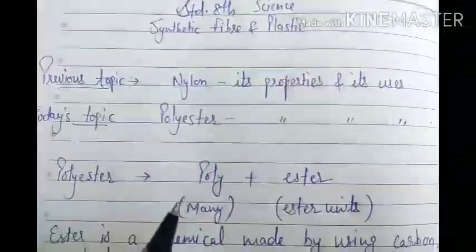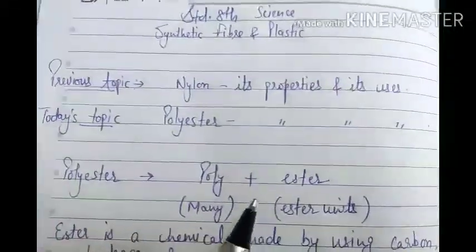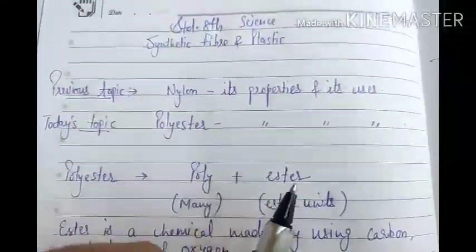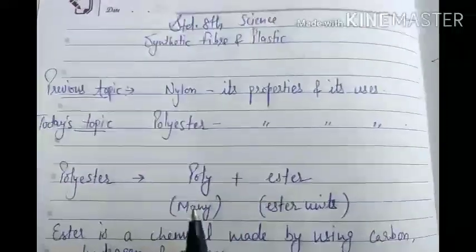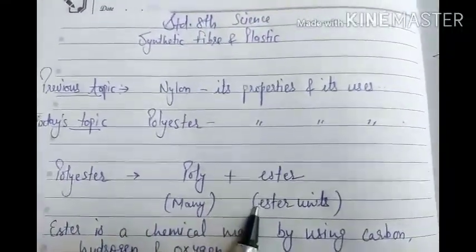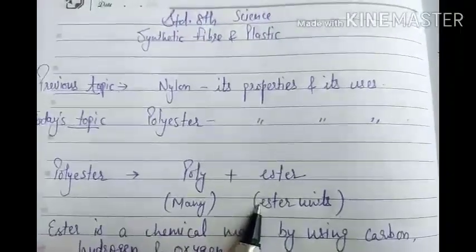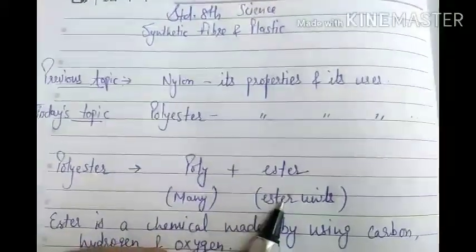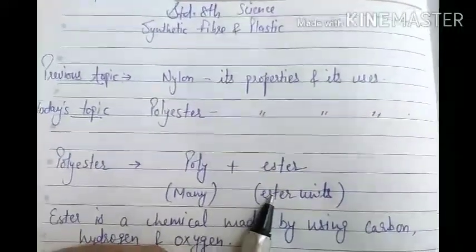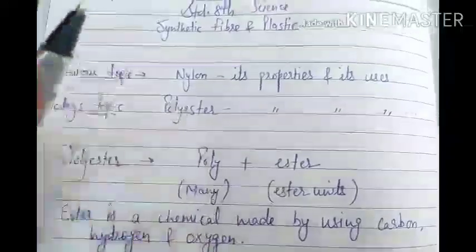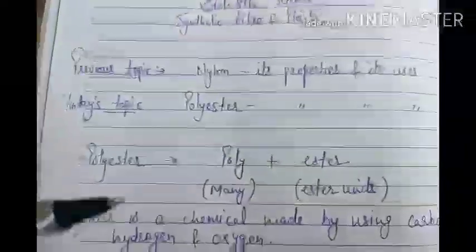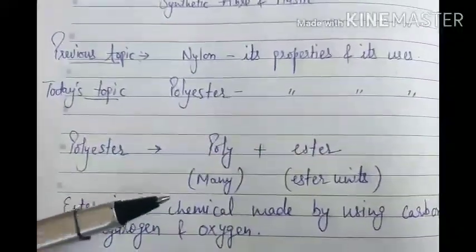First of all, I will tell you the meaning of polyester. Polyester is made from two words, poly and ester. Poly means many. Ester is a kind of chemical. So when many chemical units are joined together, they make polyester. It is a kind of synthetic fiber which is mostly used.